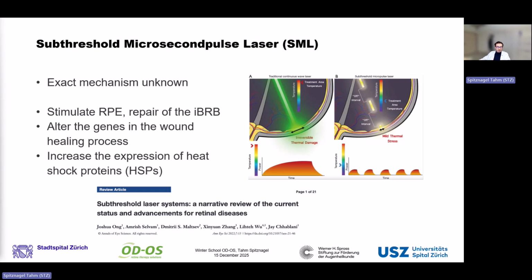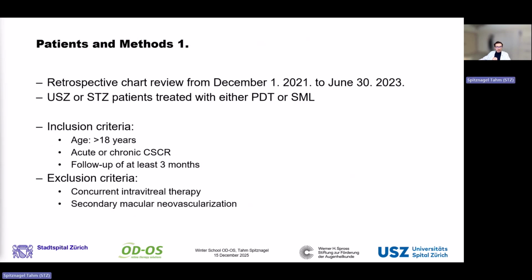Current evidence remains unsure. So that's why Stadtspital Zürich and the University Hospital of Zürich conducted this retrospective study. Patients treated with either PDT or SML between December 21 and June 23 have been included. They had to be over 18 years of age. They could have acute or chronic CSCR and at least a follow-up of 3 months. A concurrent intravitreal therapy was an exclusion criterion, as well as a secondary MNV.